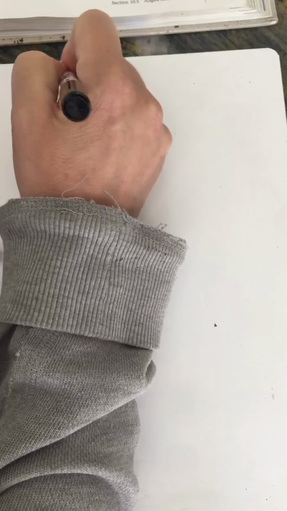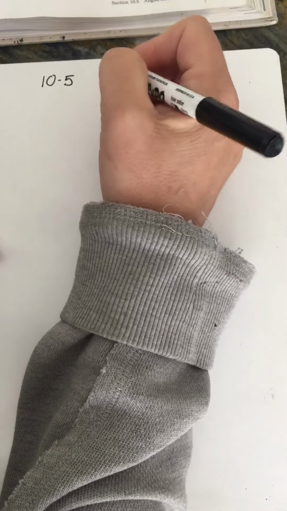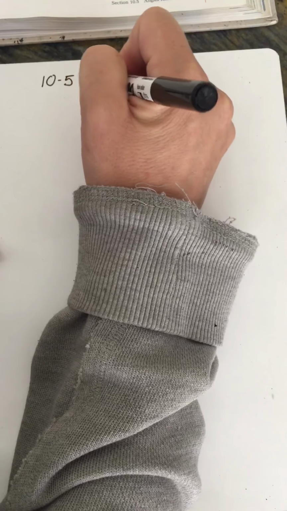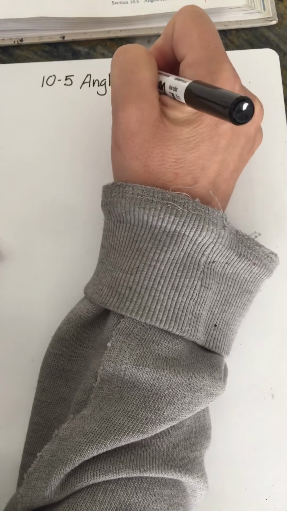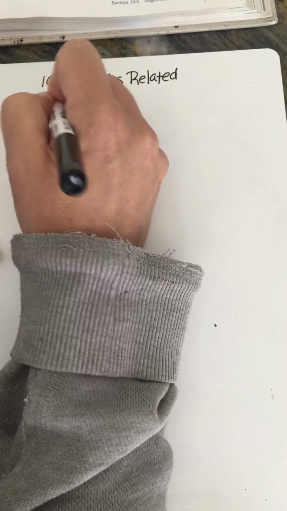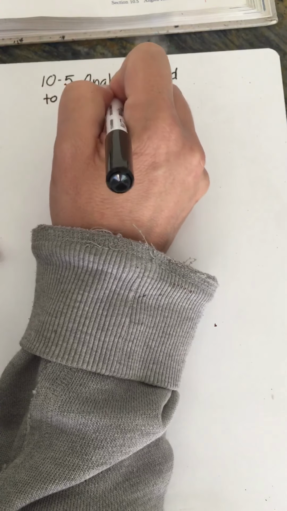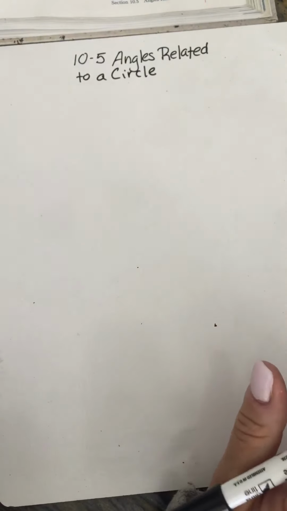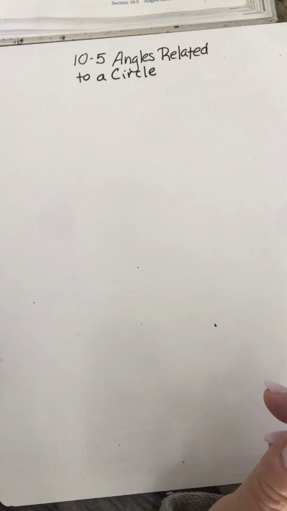Okay, so we are now in section 10.5, and we are going to talk a whole lot about angles today. So these are angles related to a circle. And I'm going to do my best to give you a nice little summary page or a little condensed notes that you can look back at once after we've explained everything.